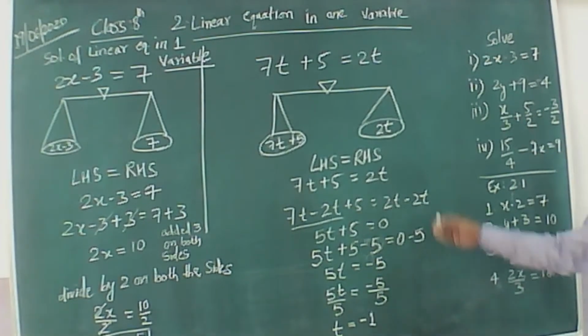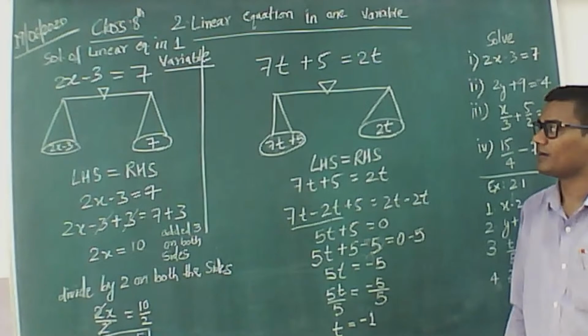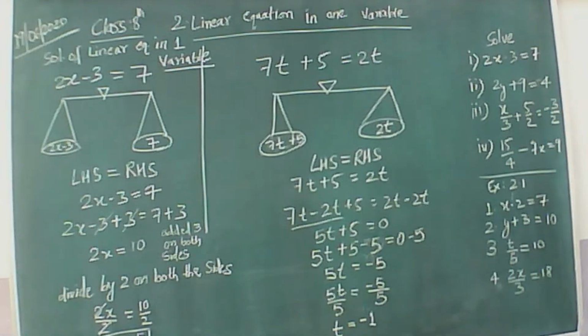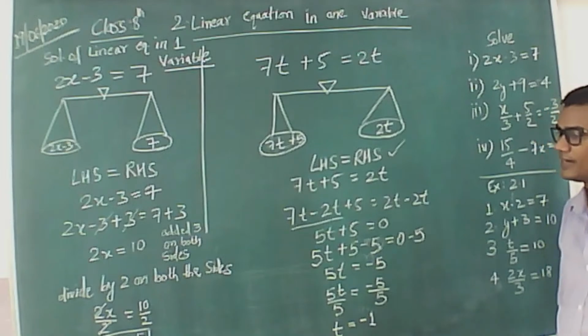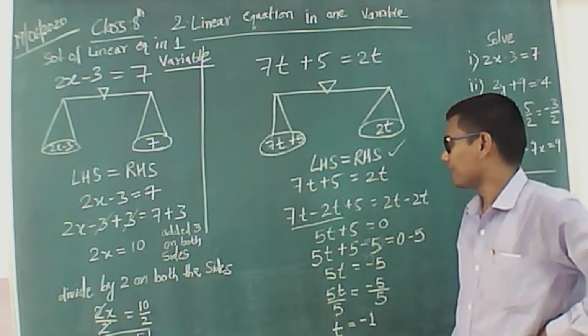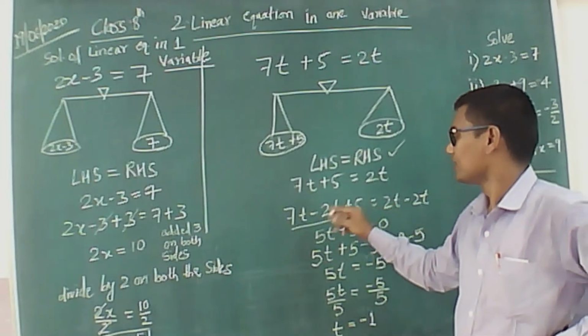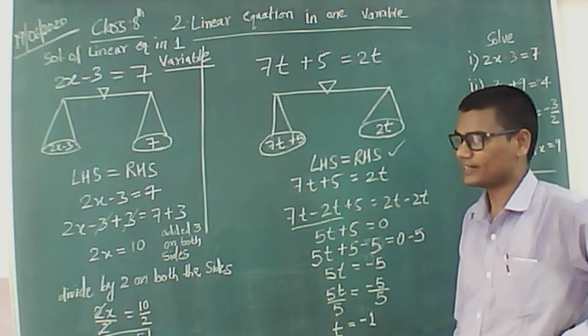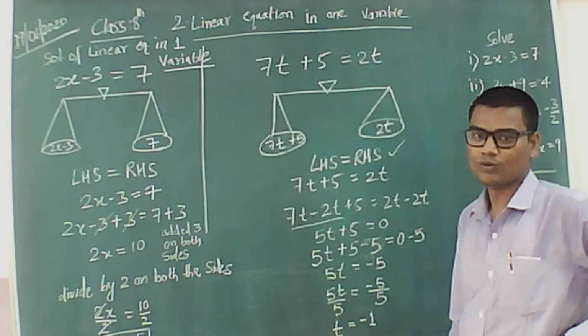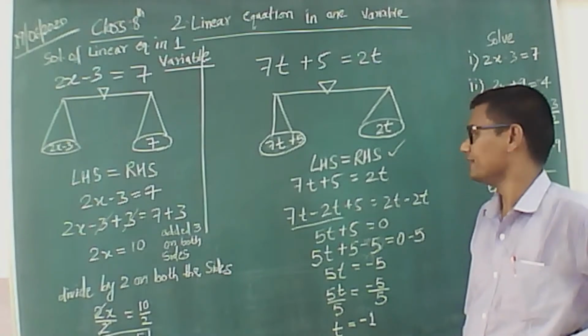So this is how we solve a linear equation in one variable. First we will assume that LHS and RHS are balanced, that is they are equal, and then we will do the same operations on both the sides of the equality.